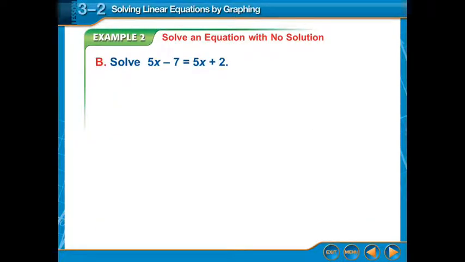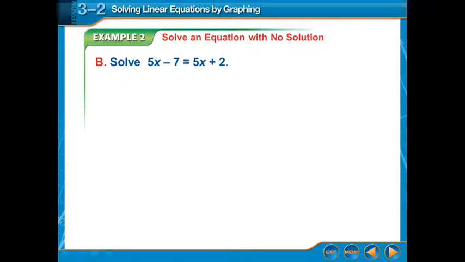So now let's look at another one. 5x minus 7 equals 5x plus 2. And let's solve this one graphically. Just because a function doesn't cross the x-axis doesn't mean that you can't graph it. You can graph it. What we're simply going to do is set this equation to 0.